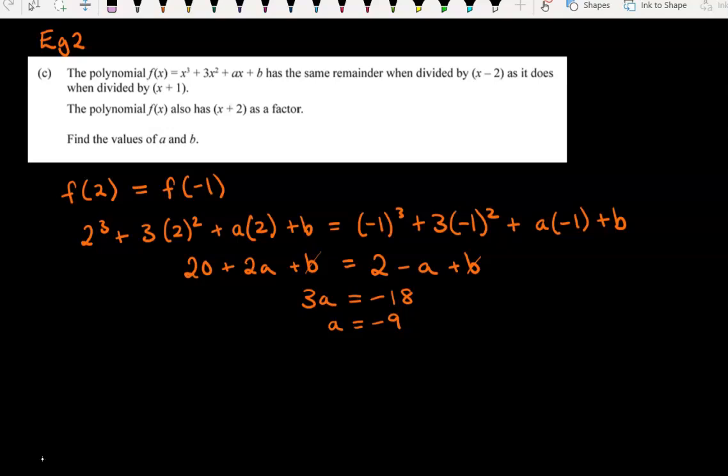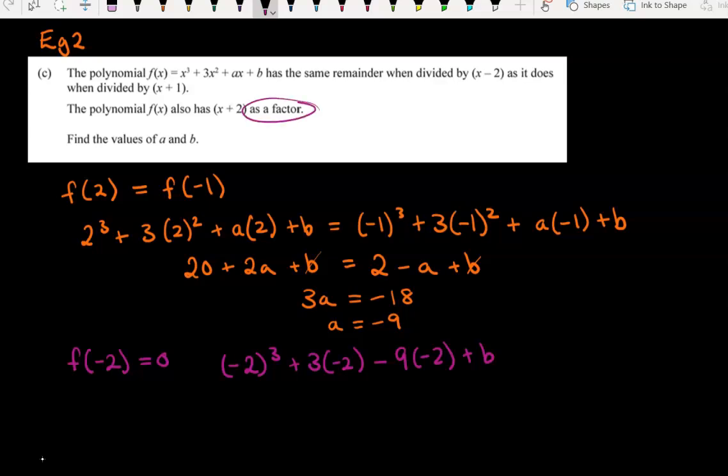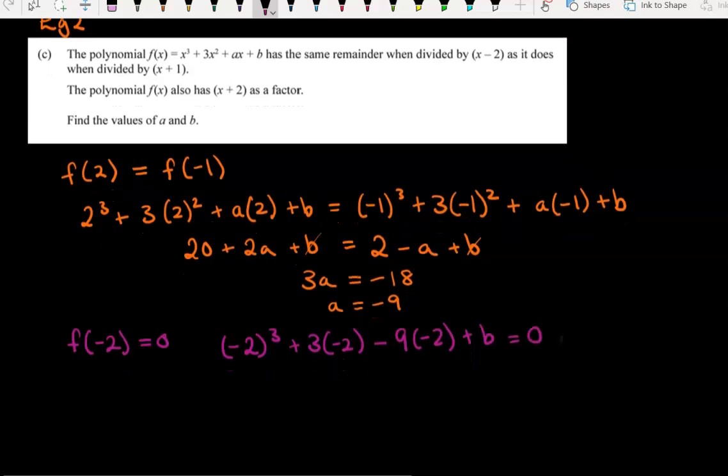So if x plus 2 is a factor, then we know that f of minus 2 will equal 0. Now let's pop that into our polynomial. So minus 2 cubed plus 3 times minus 2 squared. Now a we just worked out was minus 9, so this will be minus 9 times minus 2 plus b. Now if it's an exact factor, then it means that when we substitute that in, we get it equal to 0 from the factor theorem.